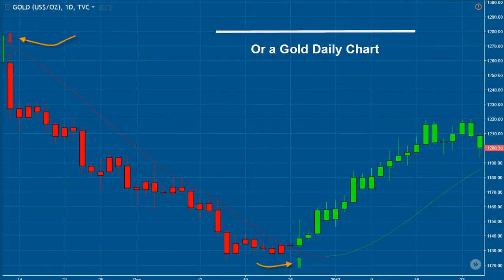Maybe you like to trade gold. Here's a daily chart for gold. Now, wouldn't this be lovely? This is the best trading you can possibly find. All the way down and all the way back up. And that's your gold chart.